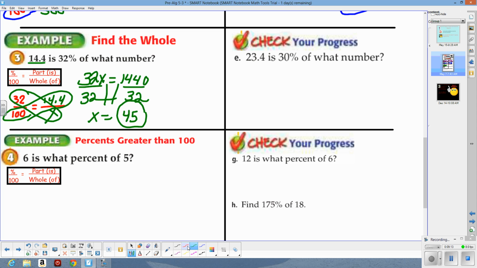You can pause the video and try the next one on your own. Start out by setting up your proportion. 23 and 4 tenths is 30% of what number? You're going to put the percent over 100 always. And then the part over the whole. We don't know the whole because it says of what number? And the part is 23 and 4 tenths.